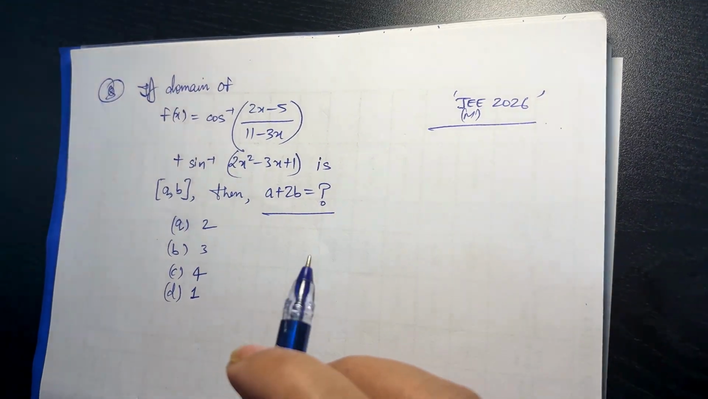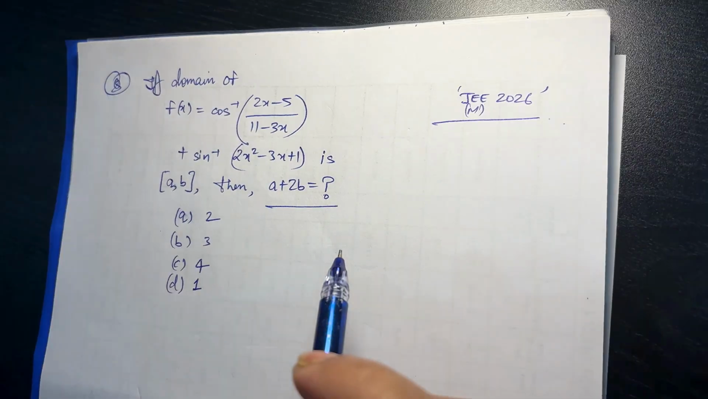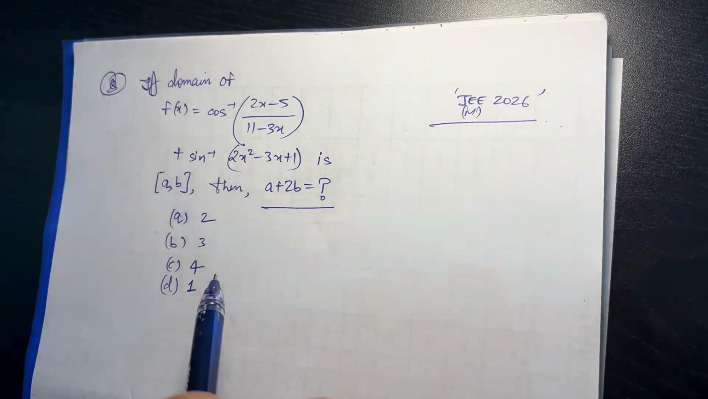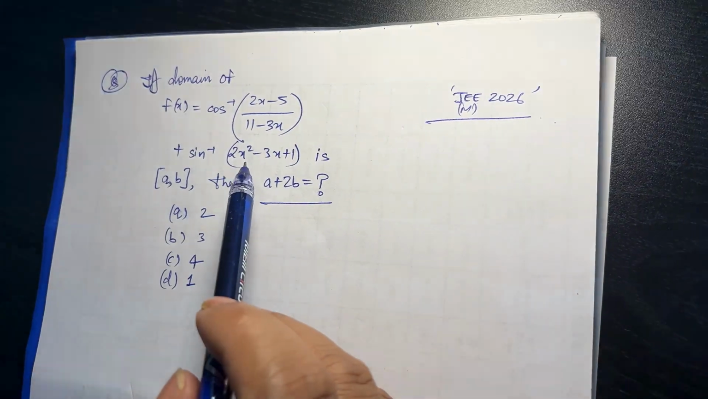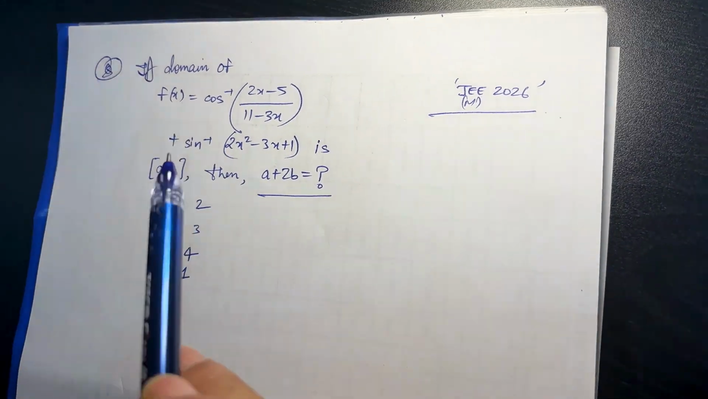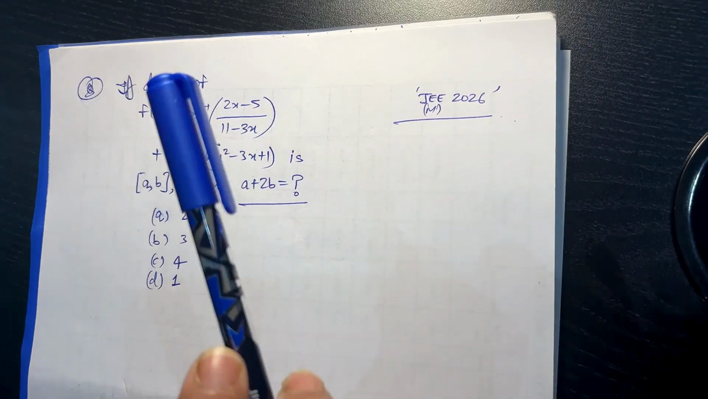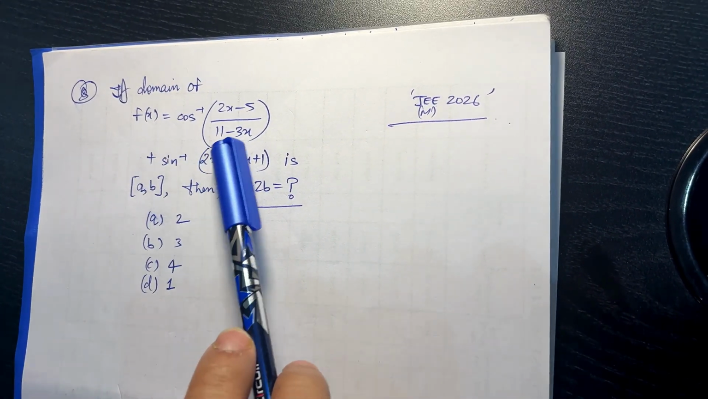Now we'll be solving another question that came in today's exam, JEE 2026 shift 1. This question belongs to inverse trigonometry and the relation function domain part. The function given here is cos inverse of (2x minus 5)/(11 minus 3x) plus sin inverse of (2x square minus 3x plus 1).